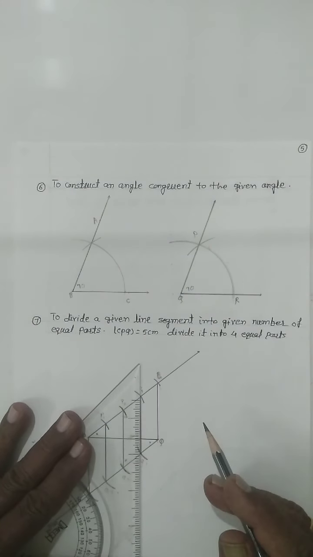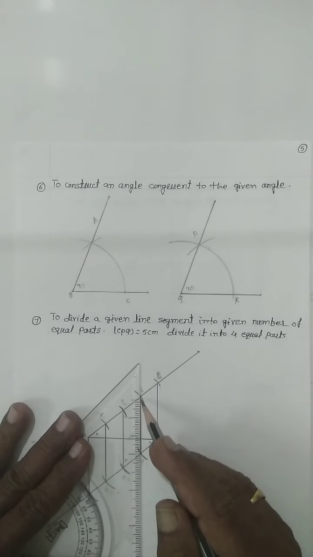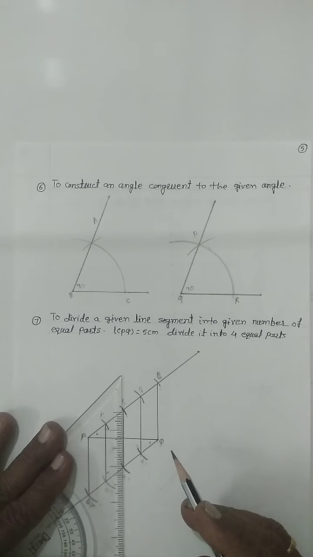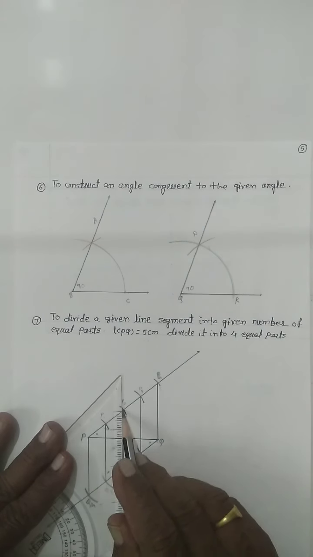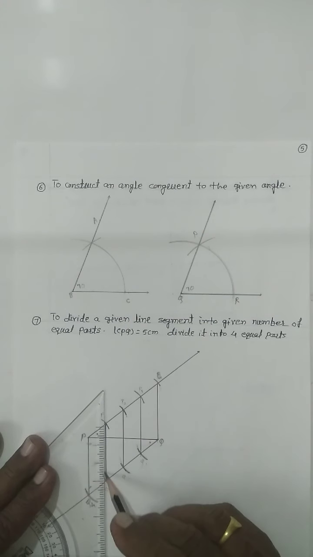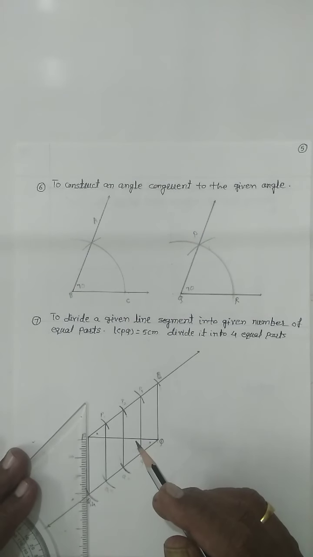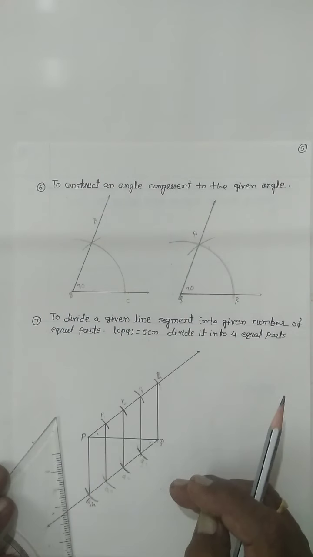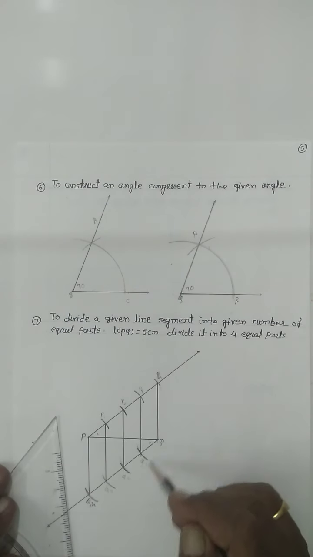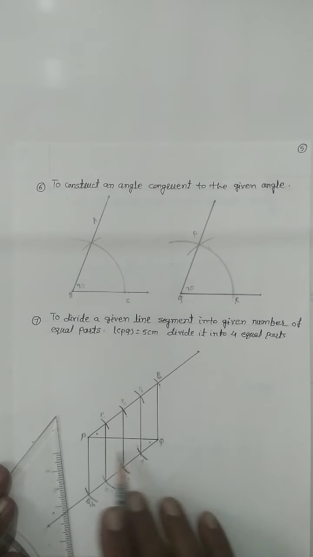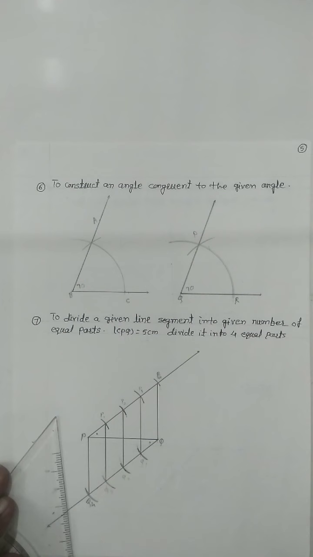Join P4 and Q in this way. Then P3 and Q1. Then P2 and Q2. Then P1 and Q3, and lastly P and Q4. In this way we draw the segments which join the points. Now this PQ is divided into 4 equal parts.